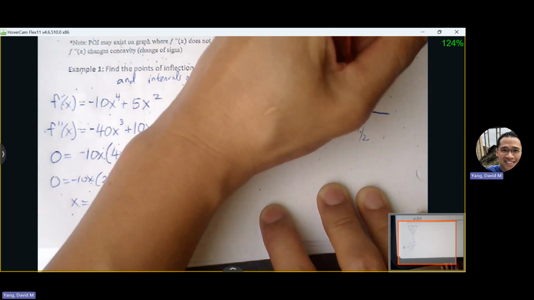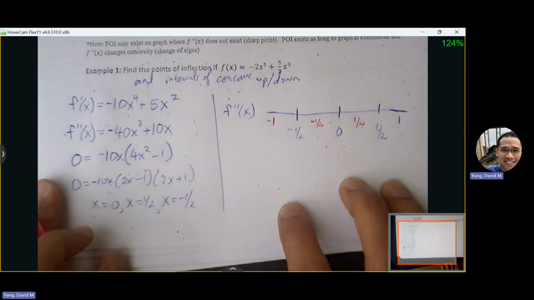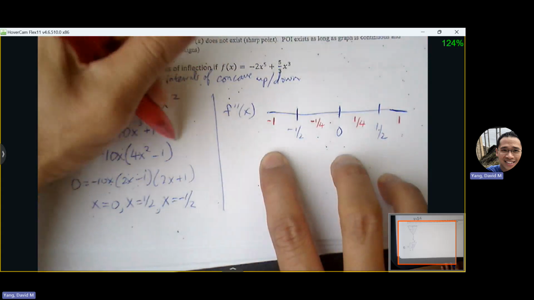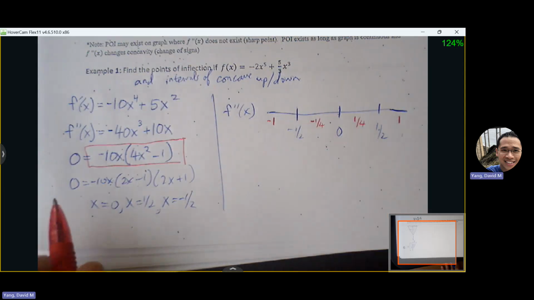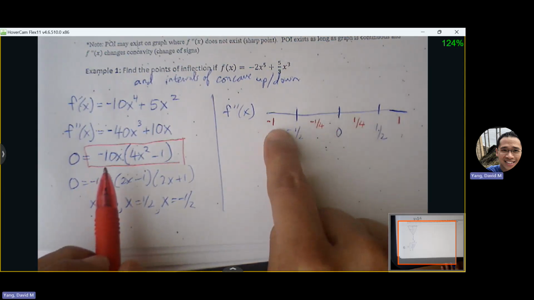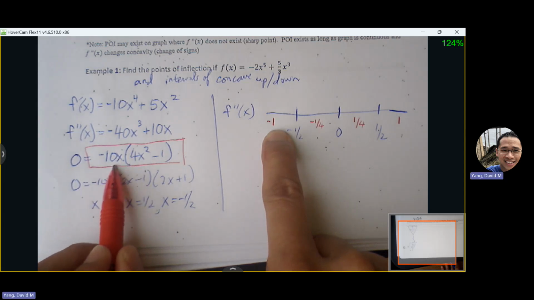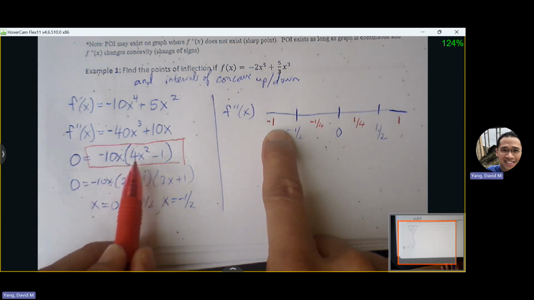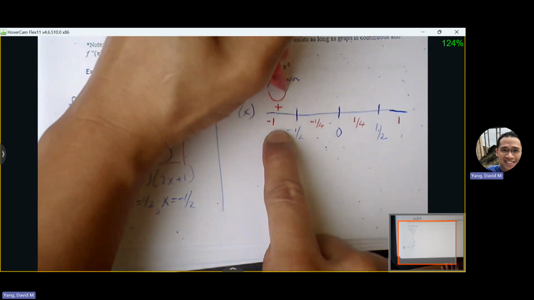Okay, I'm just trying to pick as easy of numbers as I can find in each subinterval. I'm going to plug them all into my second derivative function and gather the signs. So if I plug -1 in here, I'll get negative times positive. So 2 negatives makes positive. My graph is going to be concave up in this subinterval.